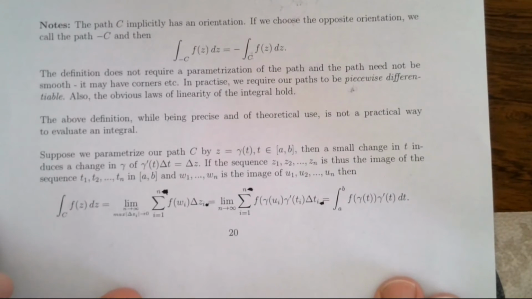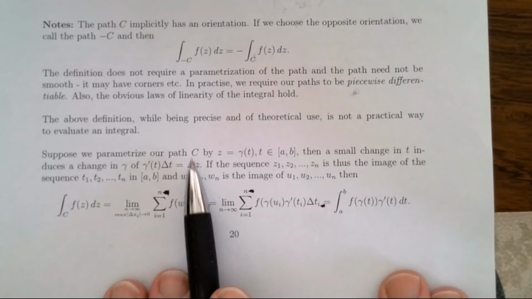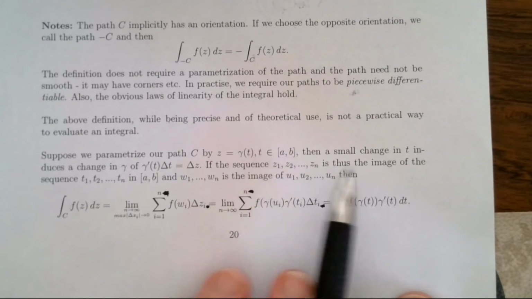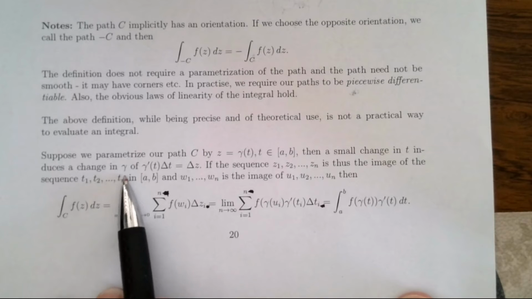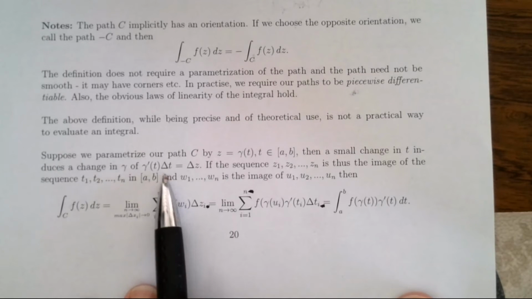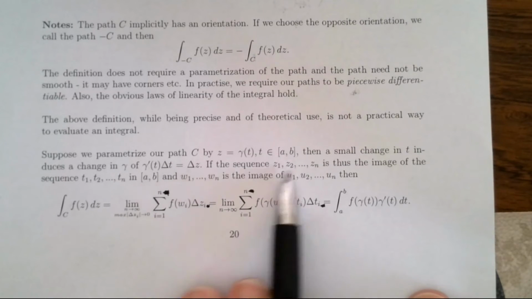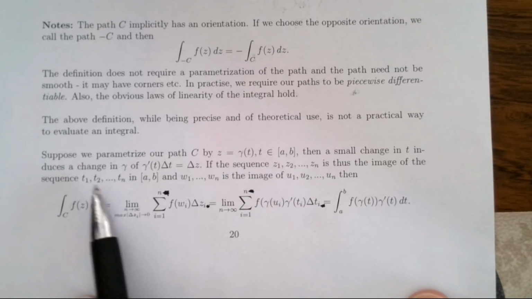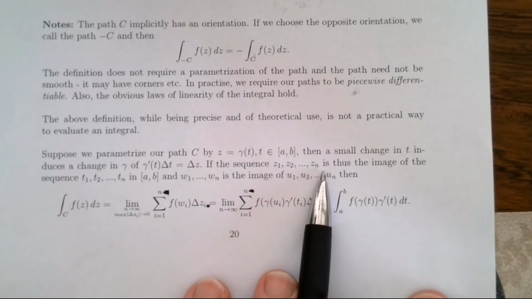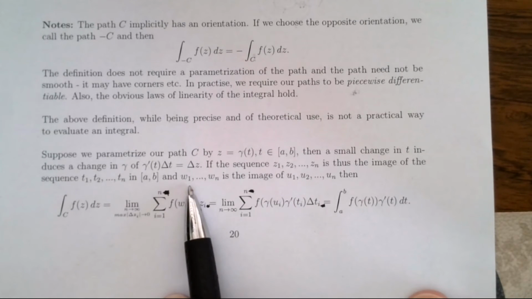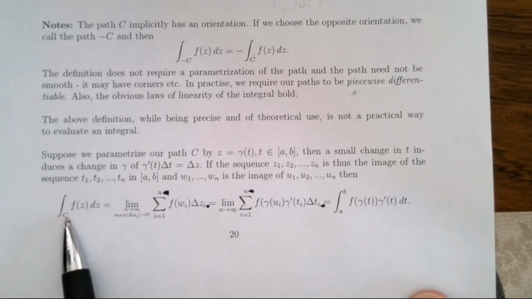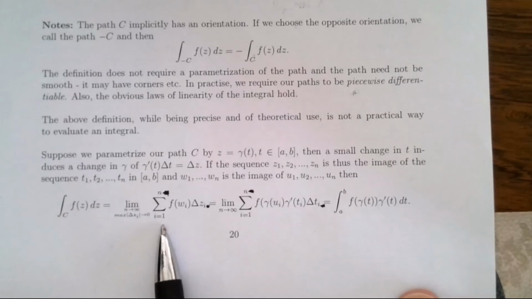So we parameterize our path, as we've done in some earlier examples, by z equals gamma of t, where t is in some interval a to b. Then a small change in t induces a change in z of gamma dash delta t, because our delta z. If the sequence z1 up to zn is thus the image of these points t1 up to tn, so for each of these t's we plug it into gamma and we get the values for z, and w1 up to wn is the image of these u1s up to uns, then we just do what we did before. We simply define this to be this term here.